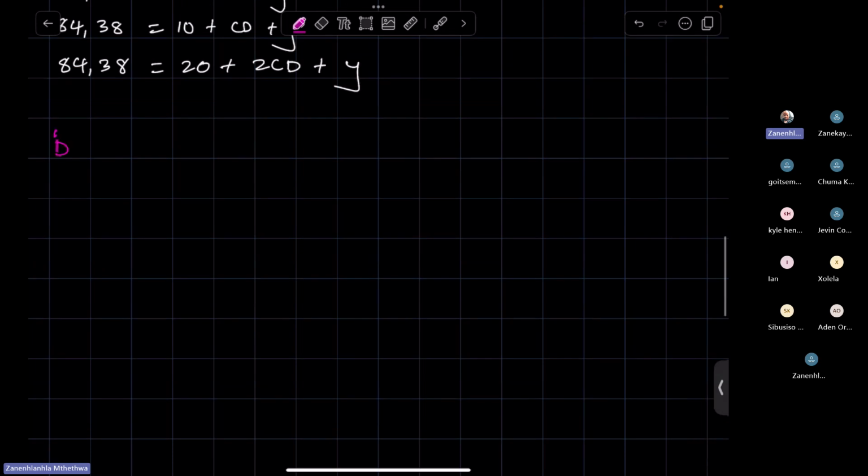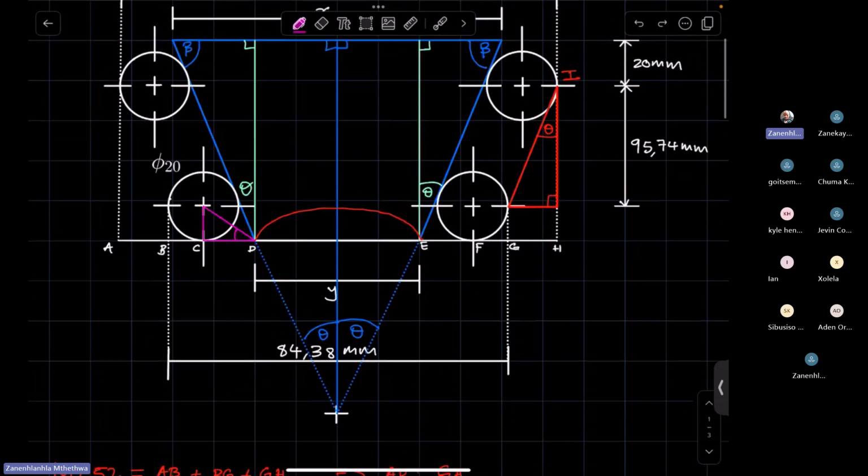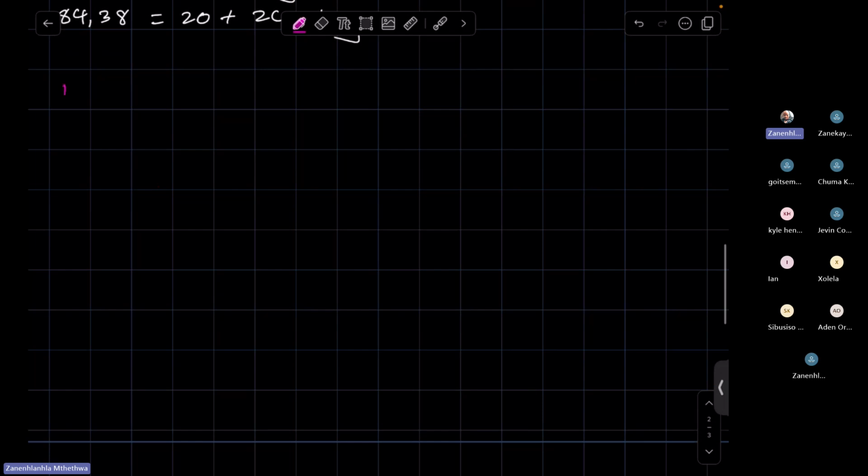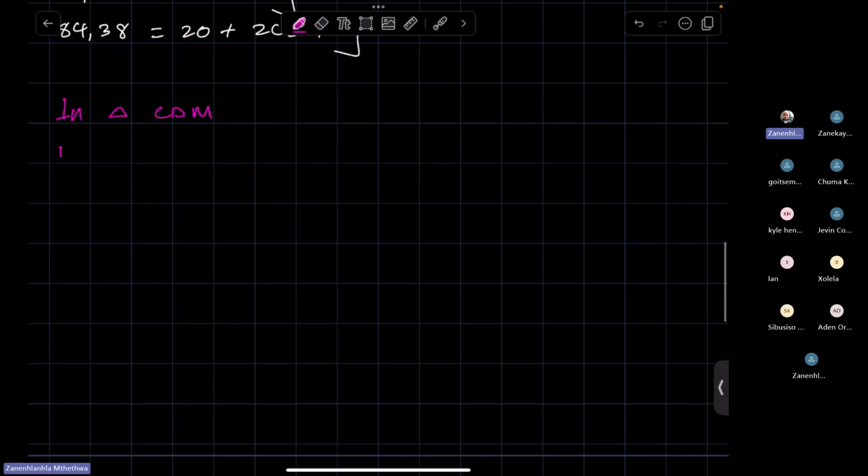So let's calculate this angle, angle D. Because we are calculating an angle, we have to specify the triangle that we are looking at. So we are going to name this point M. We're going to call this triangle CDM. In triangle CDM, angle D is equal to, we have already established that angle D is equal to half of beta. So this will be beta divided by 2.